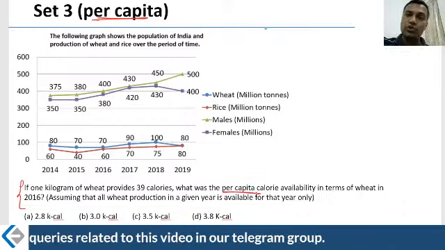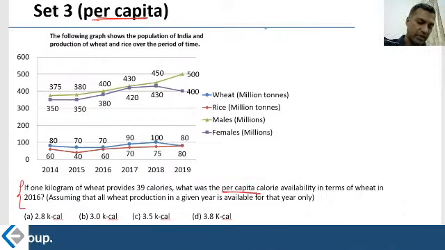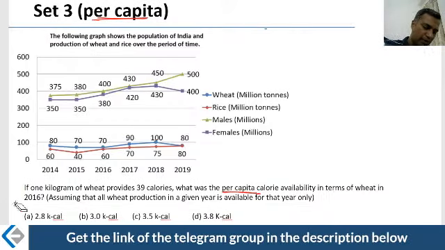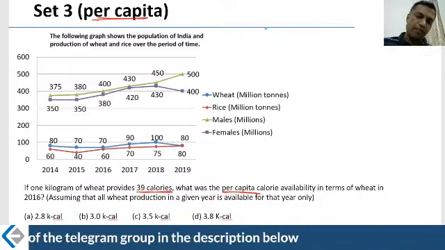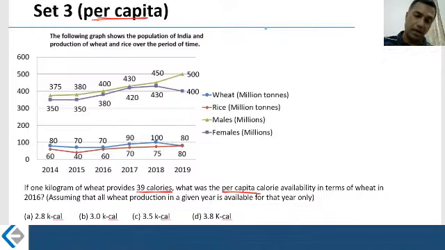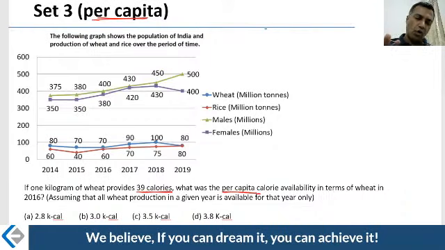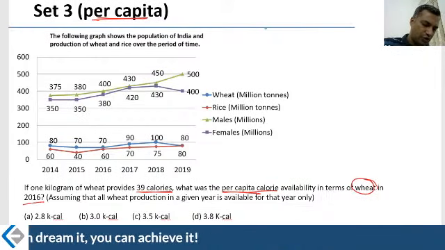Also there is a unit conversion. You need to be mindfully converting the units here. What is the question here? If 1 kilogram of wheat provides 39 calories, that's an energy, calories. Now, what was the per capita calorie available? How much calories each person consumes, how much per capita calorie available in terms of wheat, in which year?